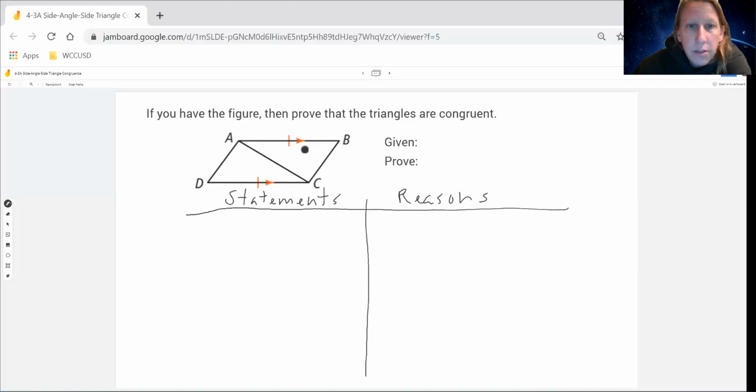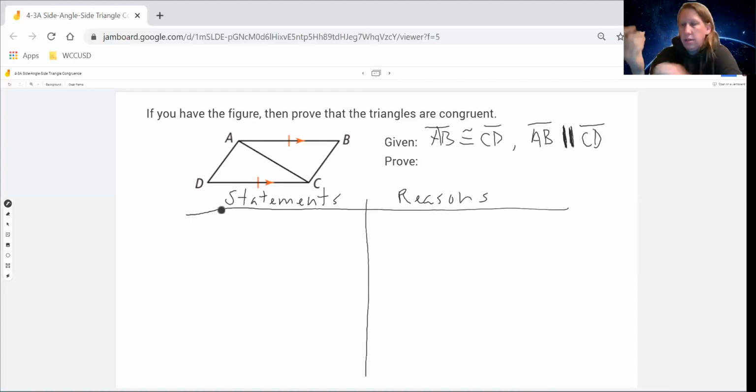That's right, that tells me that they're parallel. So I see marked in this figure that line segment AB has the same mark as line segment CD. I also see marked in this figure that line segment AB has that little arrow on it, just like line segment CD has that little arrow on it. That means they're parallel. Line segment AB is parallel to line segment CD.